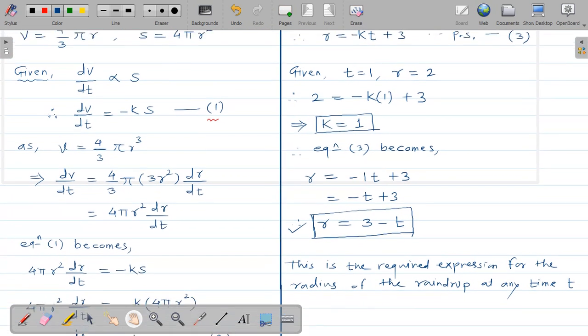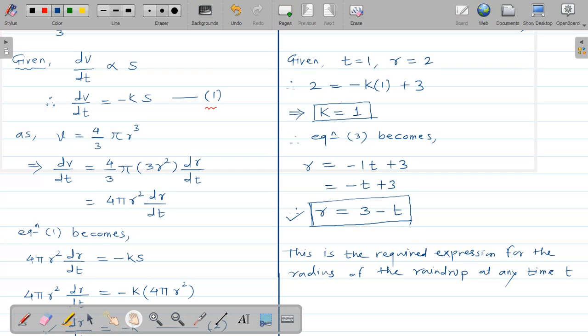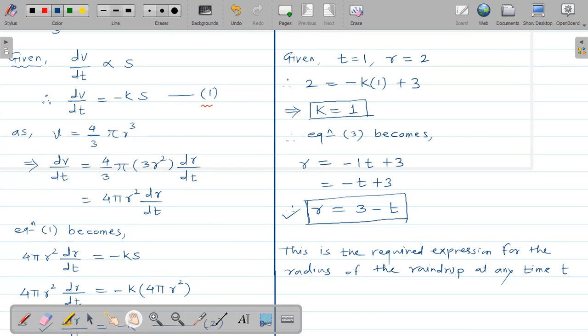And we just have to write the required expression for the radius of the raindrop at any time t. So this is the relation, that is r is equal to 3 minus t, that we required as a solution of this given question.